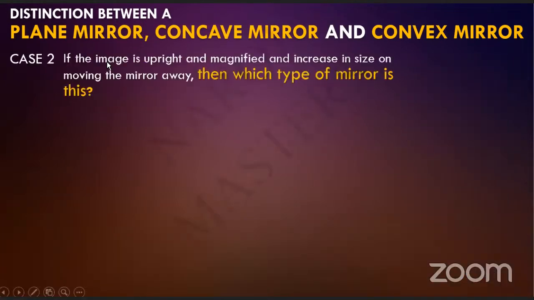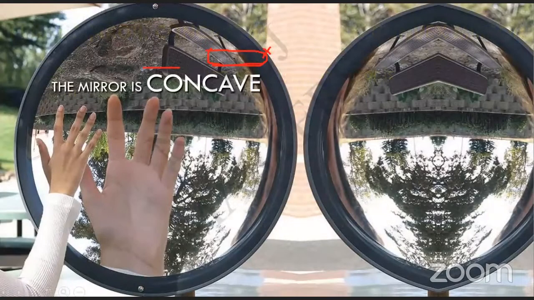Now you can see here, if the image is upright and magnified, what are the properties of the image? The image is upright and magnified, and increases in size on moving the mirror away. Then which type of mirror is this? Concave or convex? See, magnified is not possible in which mirror? Convex. In a convex mirror, magnified is not possible. So it is a concave mirror only. Is it right?